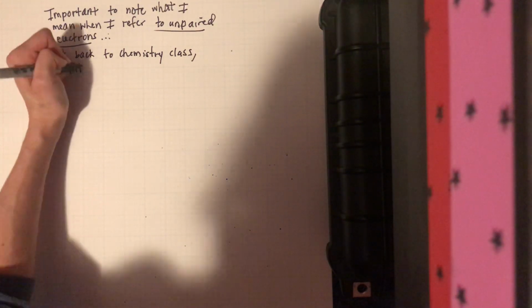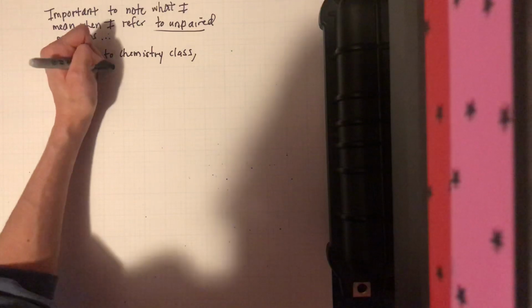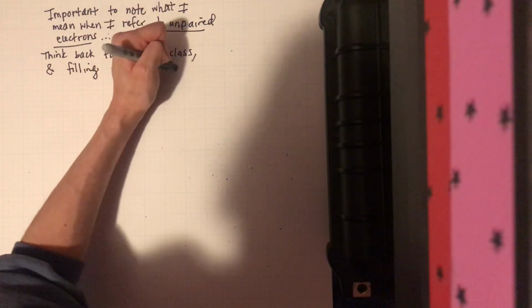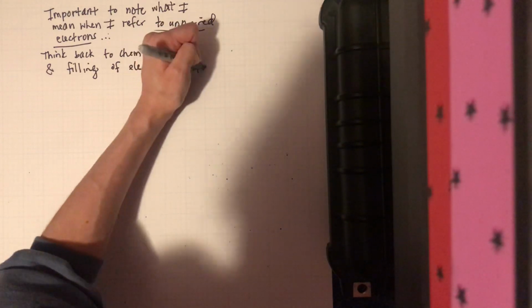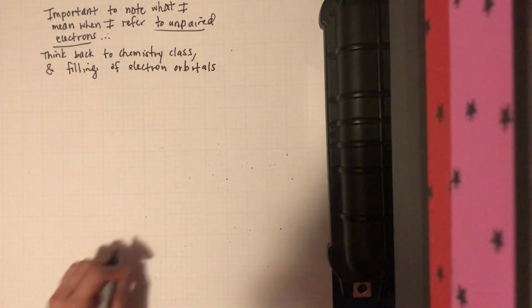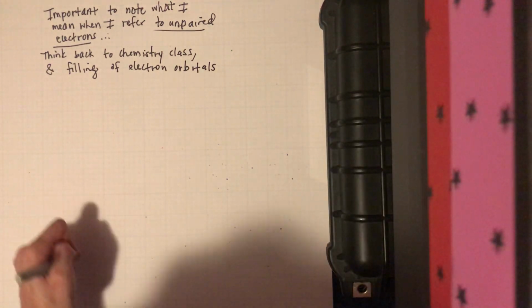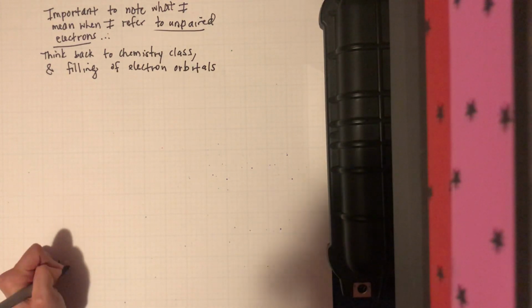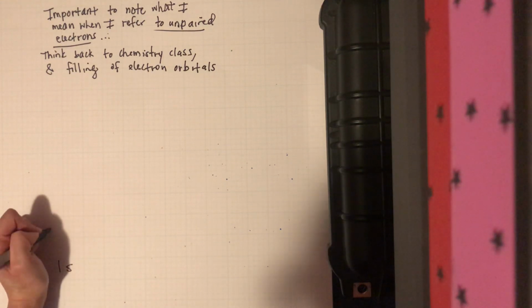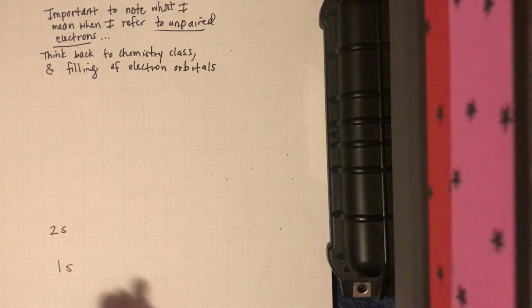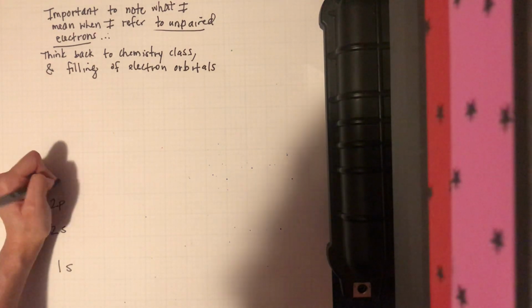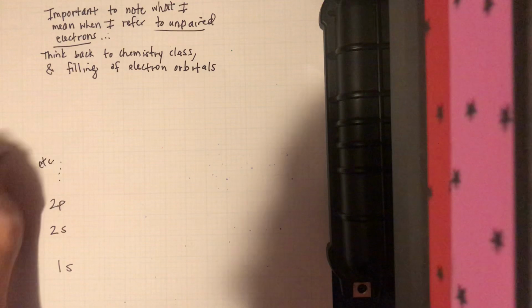Filling of electron orbitals. What you probably remember is there are different energy levels. So there is the, let me see how low I can go on here. There is the 1s orbital, there is the 2s orbital, there is the 2p orbital, and so on, etc.